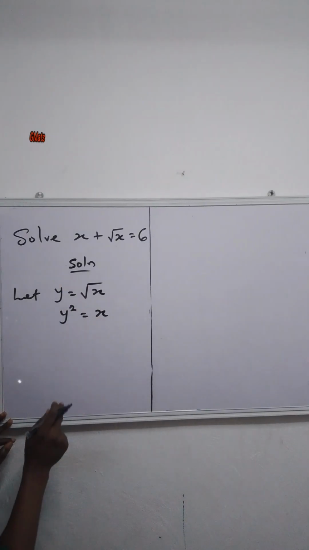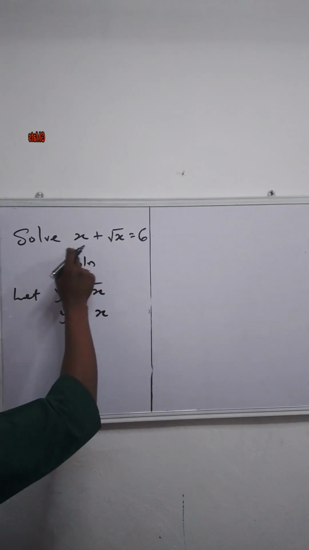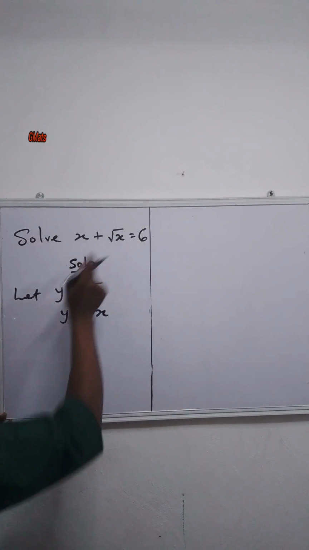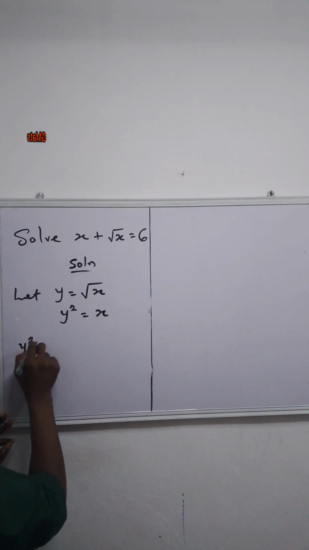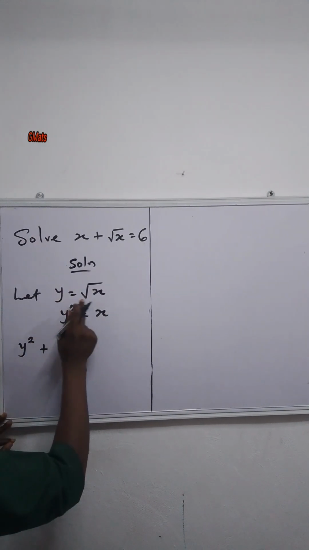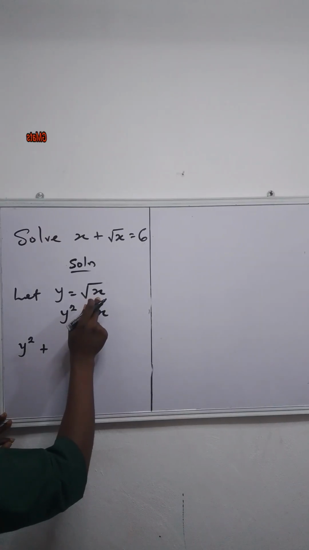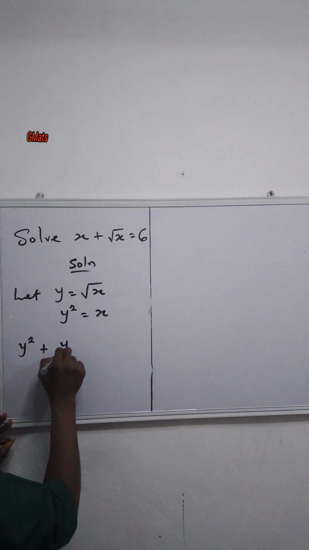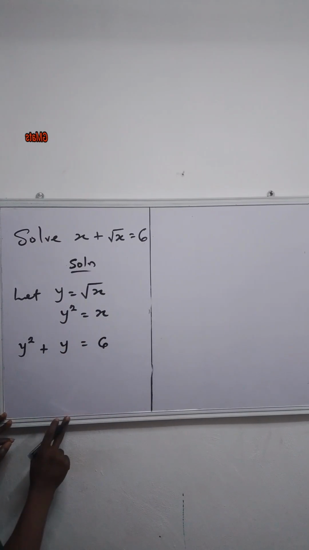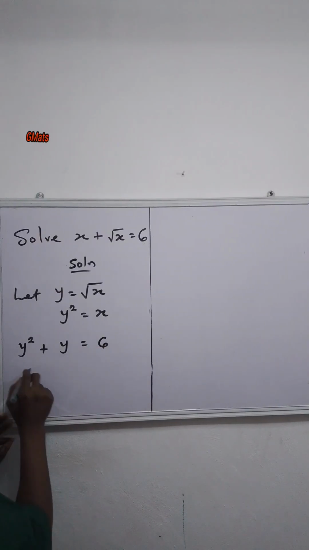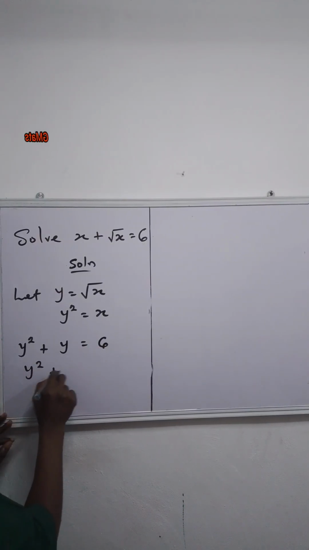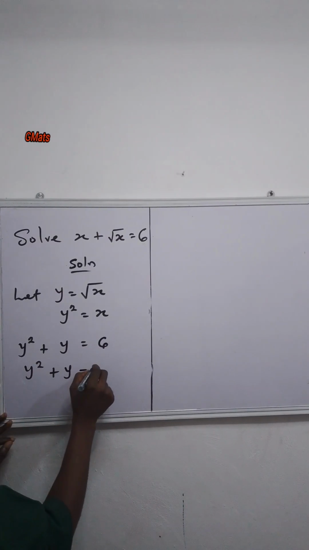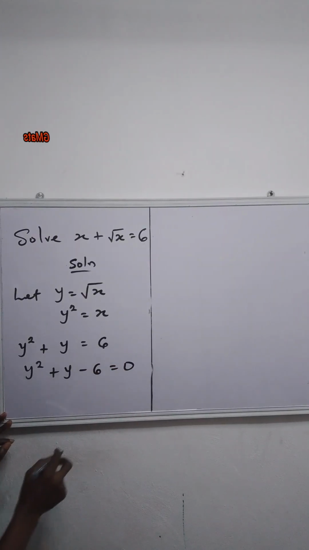Alright, so now let's plug the value of x into this equation. So this turns to y squared plus, now y is the same thing as square root of x, so here it turns to y. So we have y squared plus y equals 6. Alright, let's transpose this. So we have y squared plus y minus 6 equals 0.